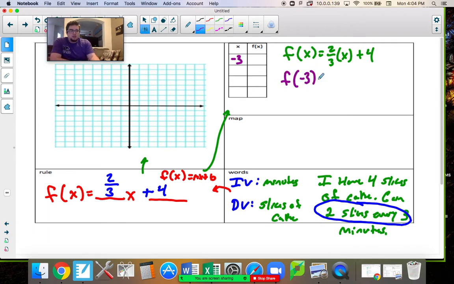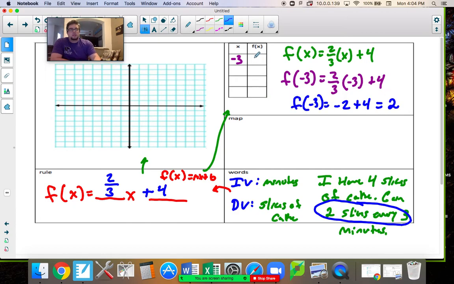F of -3 is equal to 2 over 3, times -3 plus 4. 2 times the -3 gives us -6. -6 divided by 3 brings us to -2. -2 plus 4 gives us 2. So plugging in -3 spits out 2. So I can come over here, 1, 2, 3, 1, 2. So that's one way we could do it.